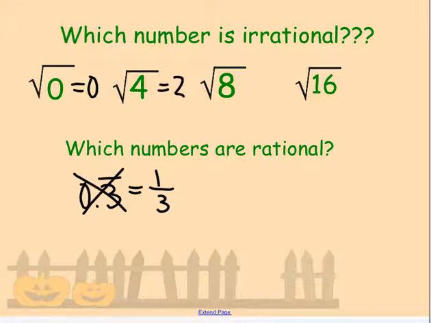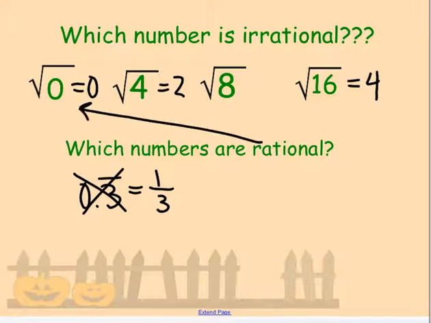Well, I know that 2 times 2 is 4, 3 times 3 is 9, but there's no whole number times itself that gives me 8. Let's skip over that one and come back. Square root of 16, you can say, well, 4 times 4 is 16, so the square root of 16 is 4. All of these that come out to a whole number, 0, 2, and 4, those are rational numbers.